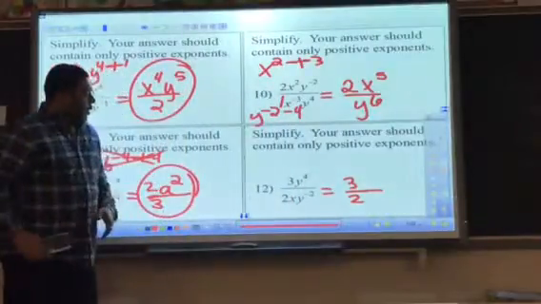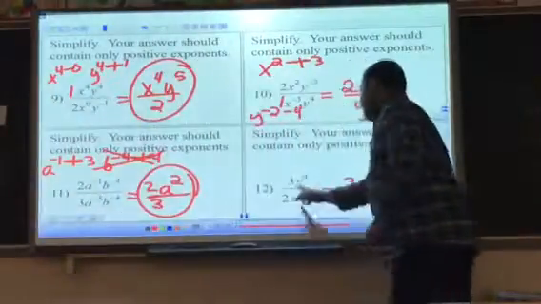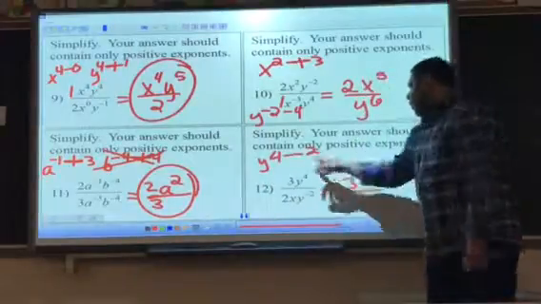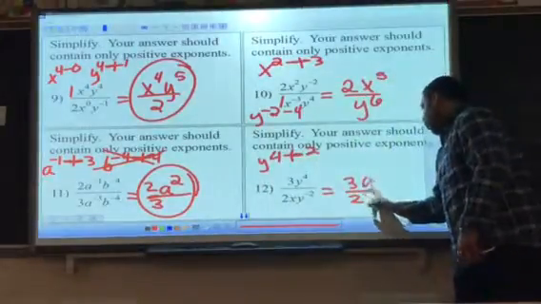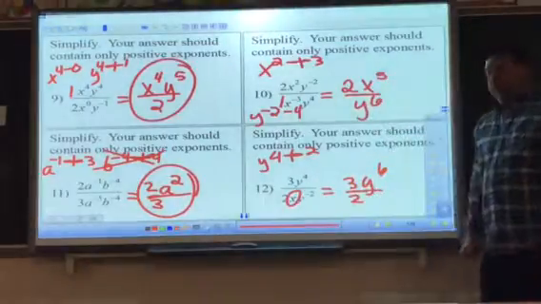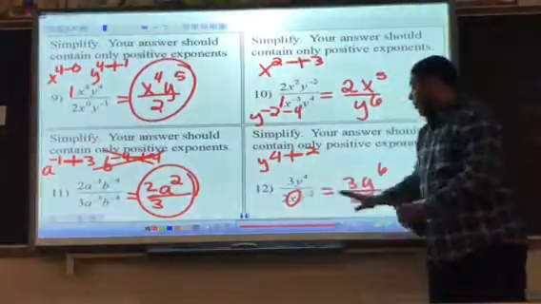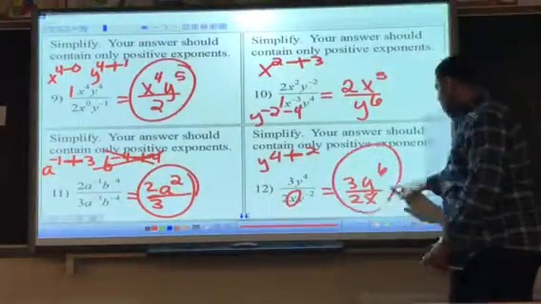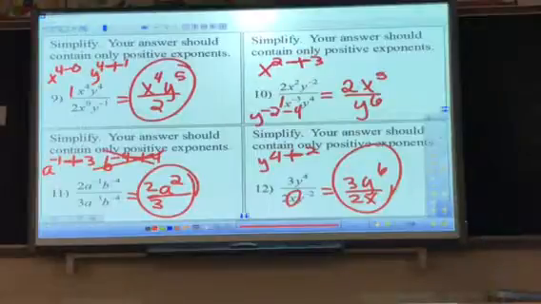Okay? Now my y's are being divided. So I have 4 minus negative 2. Minus negative turns to plus, so I'd have y to the 6. The x here does not have a buddy. But it's already a positive exponent, so leave him alone. He stays right where he's at, on the bottom. And those are my 4 answers.